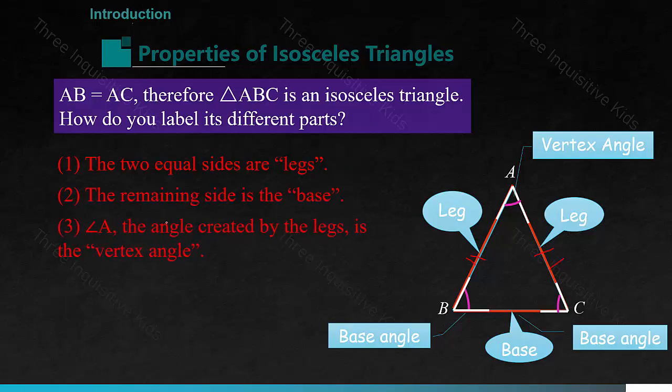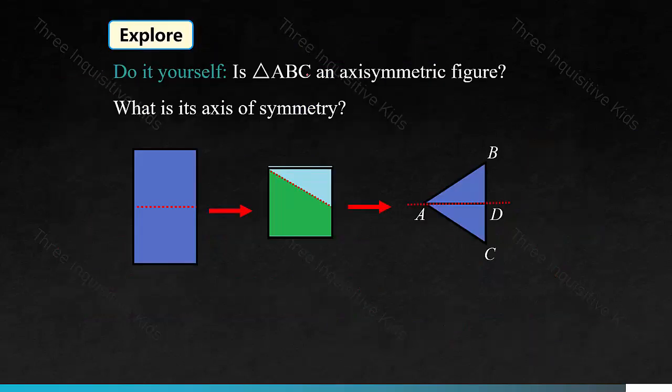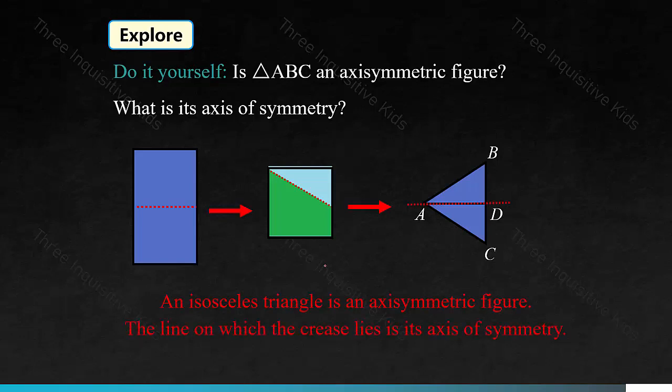Angle A, the angle created by the legs, so the angle that is right between the 2 legs, is the vertex angle. Angle B and angle C, the remaining 2 angles, or the angles between each leg and the base, are the base angles. Is triangle ABC an axisymmetric figure? What is its axis of symmetry? An isosceles triangle is an axisymmetric figure. The line on which the crease lies is the axis of symmetry.